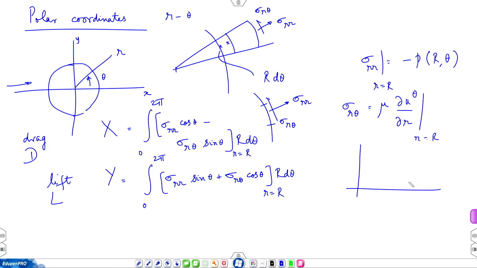These are the polar components of velocity. U and v are in x and y coordinates, u_r and u_θ are in r and θ coordinates. So, these are all 2D versions, 2-dimensional versions.